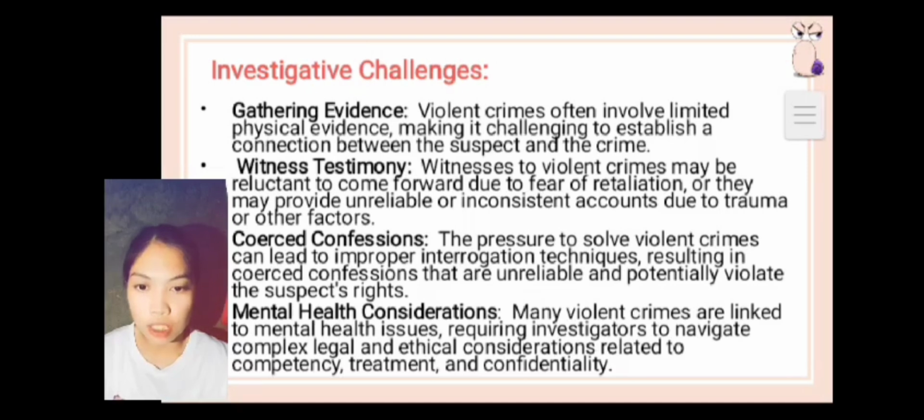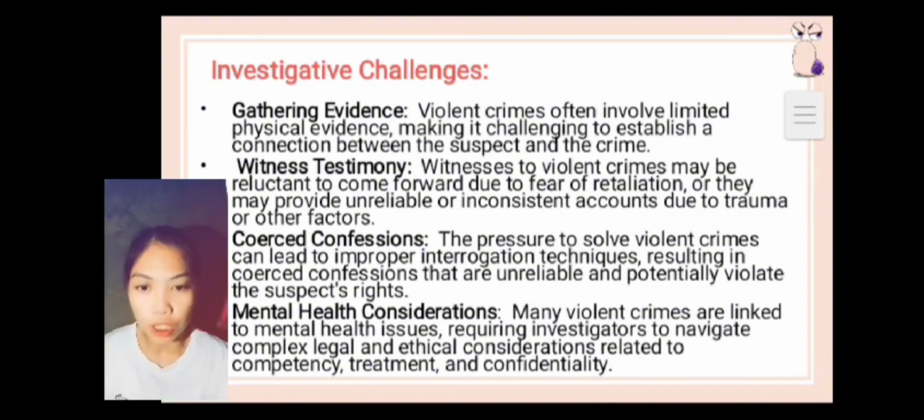Next is witness testimony. Witnesses to violent crime may be reluctant to come forward due to fear of retaliation, or they may provide unreliable or inconsistent accounts due to trauma or other factors. So you can ask witnesses of the incident. For example, neighbors, they can be witnesses as long as they saw it.